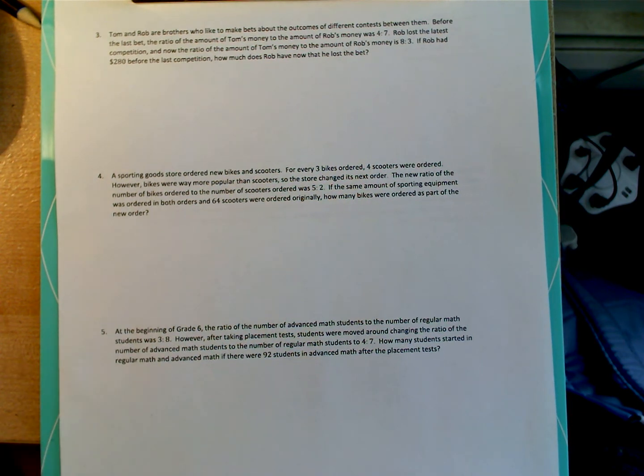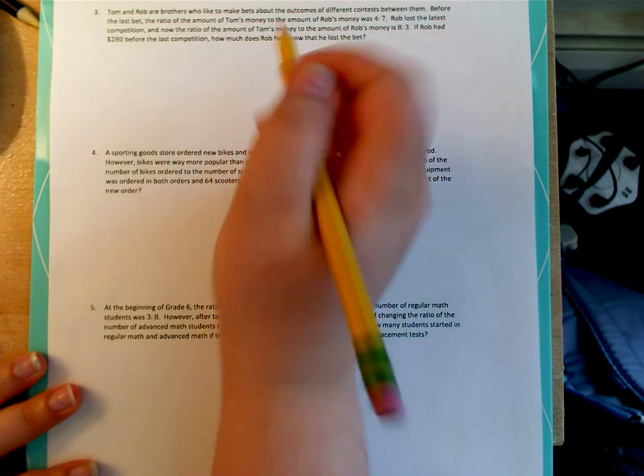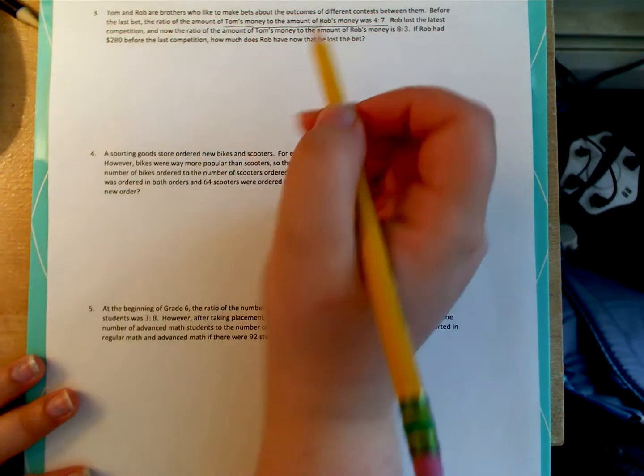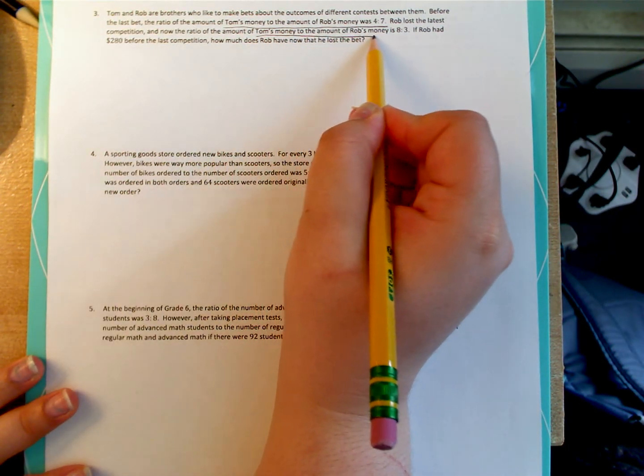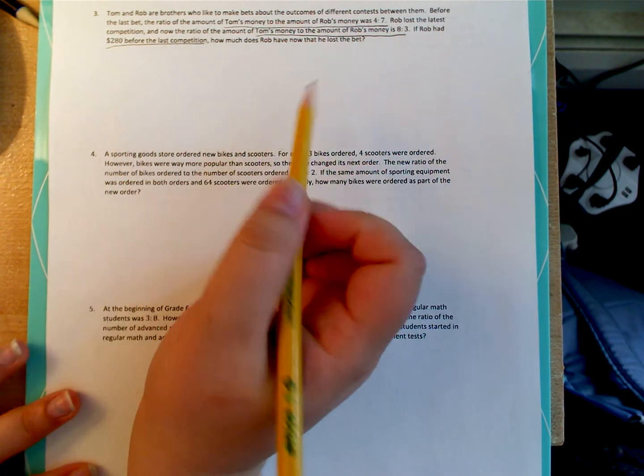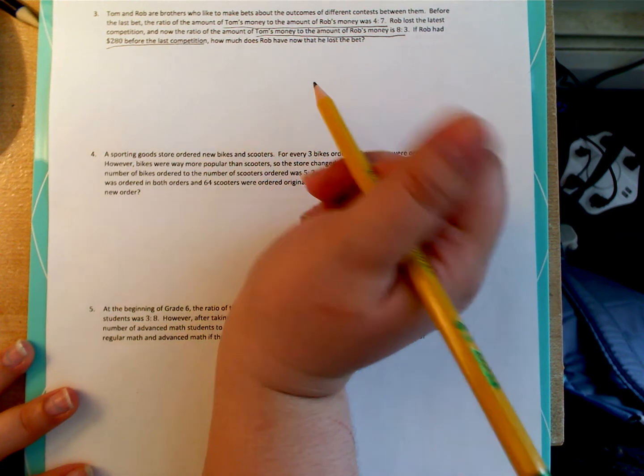All right, now we're looking at number 3. So Tom and Larry like to make bets about outcomes of different contests between them. Before the last bet, the ratio of the amount of Tom's money to the amount of Rob's money was 4 to 7. Rob lost the latest competition, and now the ratio of the amount of Tom's money to the amount of Rob's money is 8 to 3. If Rob had 280 before the last competition, how much does Rob have now that he lost the bet?